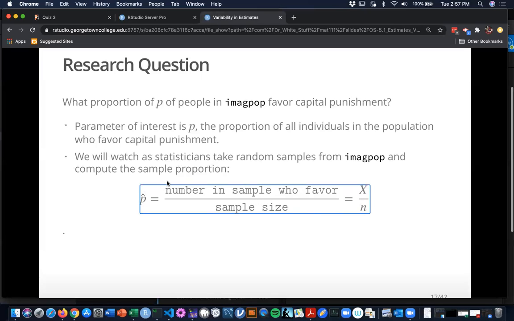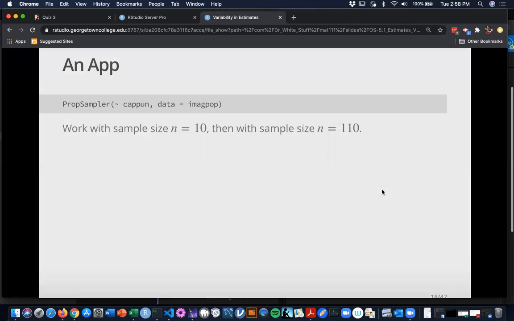I will just point out that the number of people in the sample who favor capital punishment is actually a binomial random variable. It's got n trials, one for every person in the sample, and the chance of success is this p here, the proportion of all individuals in the population who favor capital punishment. It's like the Donald Trump thing that Luke just asked about earlier. It's exactly the same kind of thing. So a sample proportion is really a binomial random variable divided by the number of its trials. It's good to know.